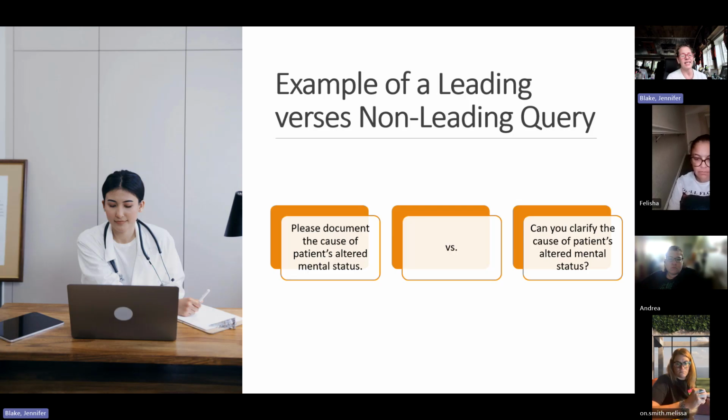So just a little word difference like that makes a big difference, which is why I can be 99% sure that the organization you get hired with is going to say, these are what we use, only use these, because compliance has approved them. They don't want to get in trouble with these big organizations out there, like CMS for Medicare and things like that. If the charts get audited and they see that Jennifer Blake was asking leading queries, I'm going to get in trouble and the organization's going to get in trouble. So you're going to have canned queries, but this just gives you an example.